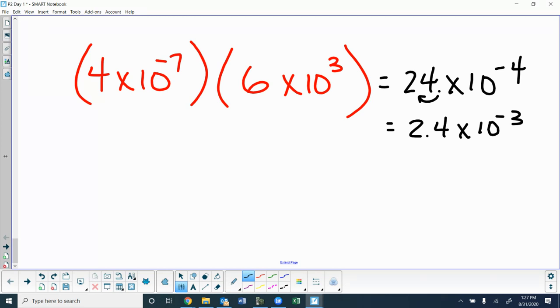If you were to put that in your calculator like that, here's what it would look like in your calculator. That E means times 10. Whatever comes after the E is your exponent for the 10.